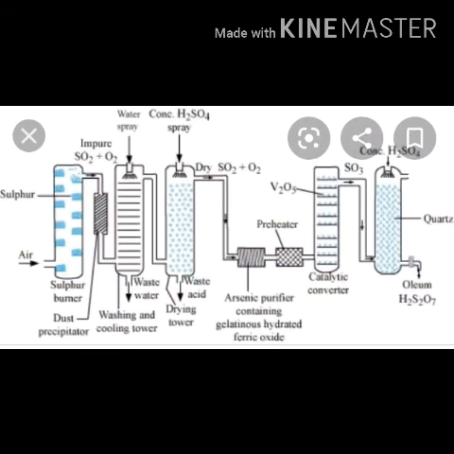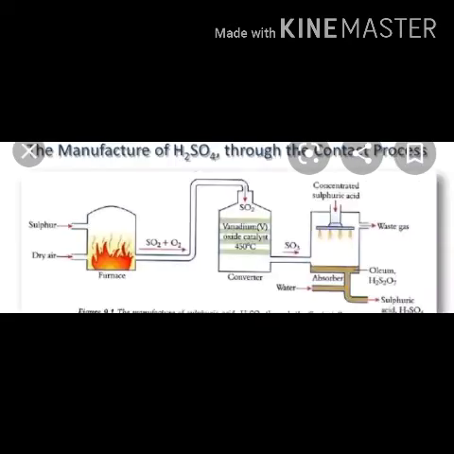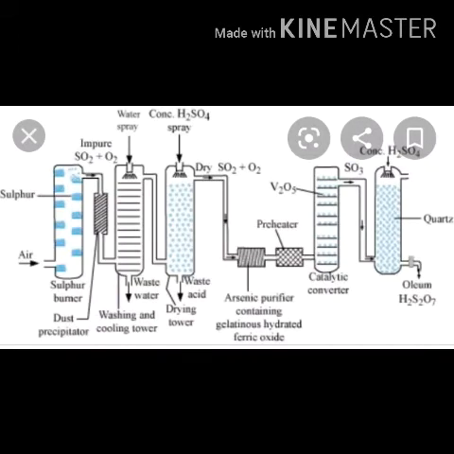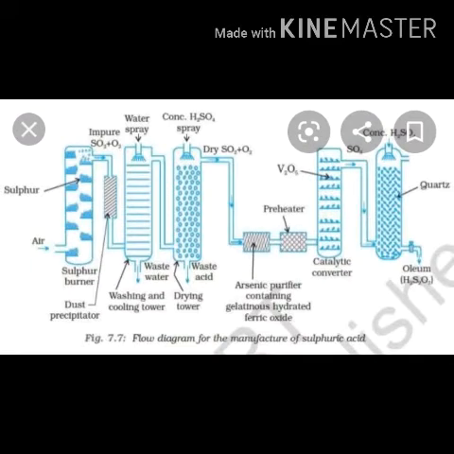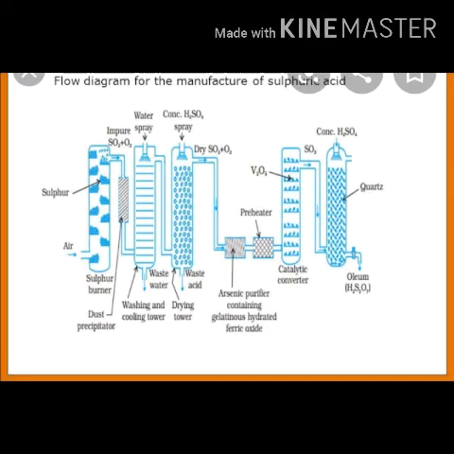Next question is, before entering the contact tower, dust particles and arsenious oxide are removed from the gaseous mixture of sulfur dioxide and oxygen. The contact tower contains the catalyst vanadium pentoxide. If impurities like dust particles and arsenious oxide are not removed from the gaseous mixture of SO2 and O2 before entering the contact tower, then the impurities may act as catalyst poison and reduce the activity of the catalyst.